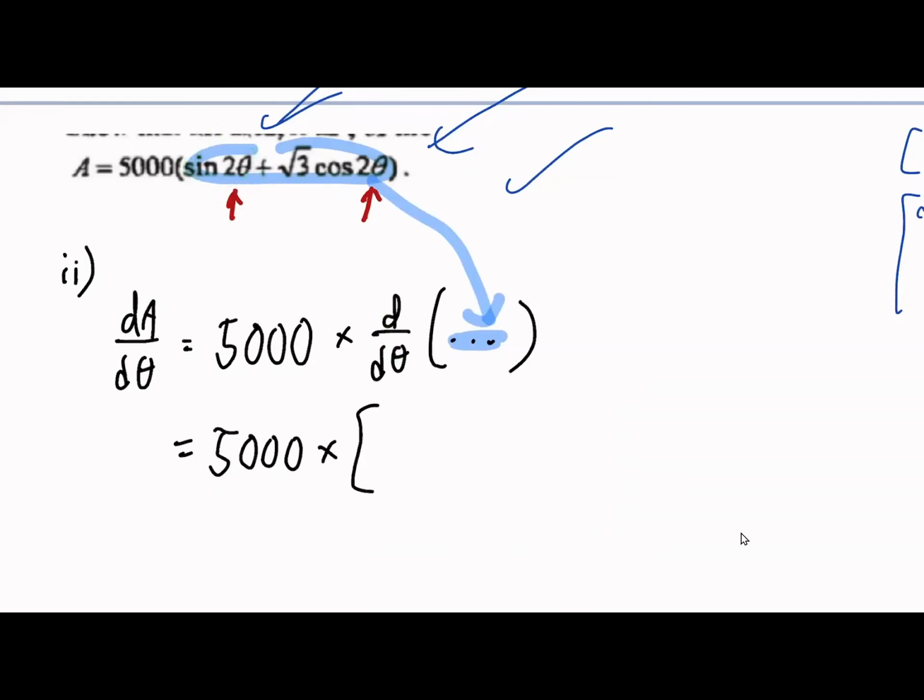You get cosine 2 theta, copy, times the 2. Times 2. Well done. Very good. Yes, because of the chain rule.